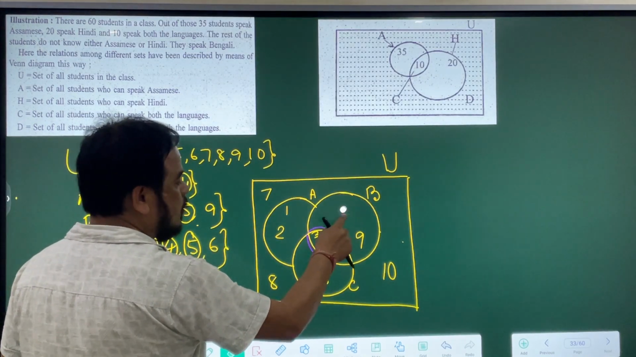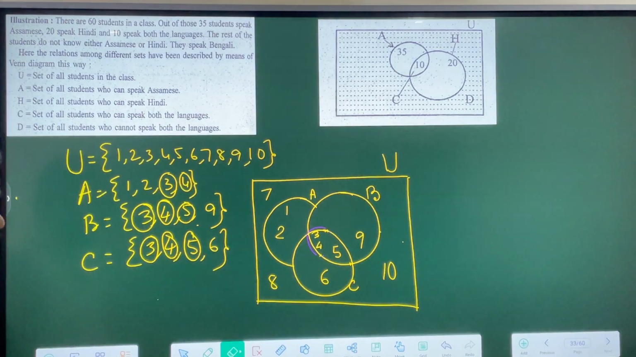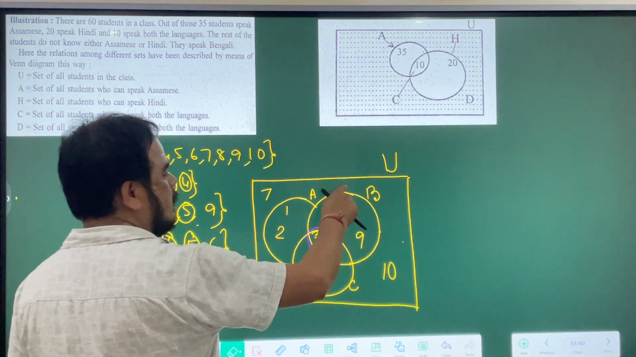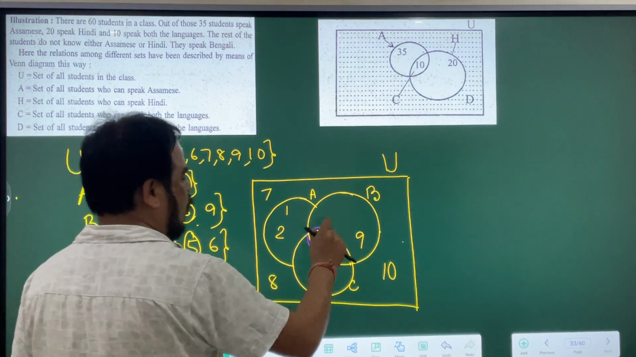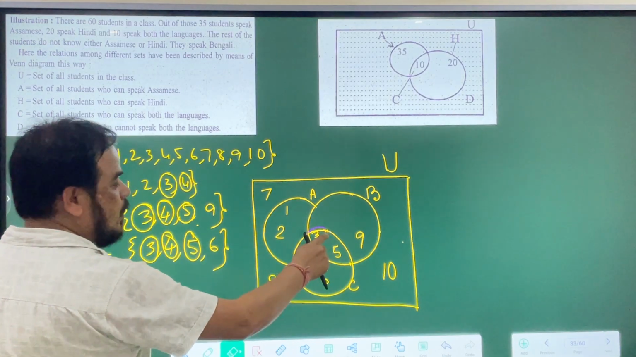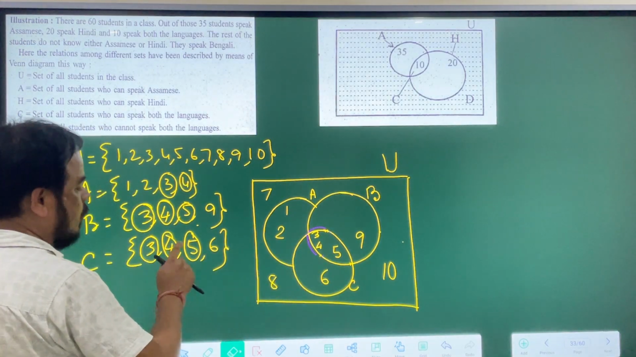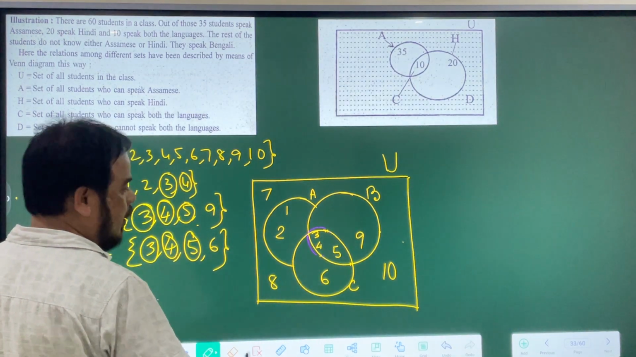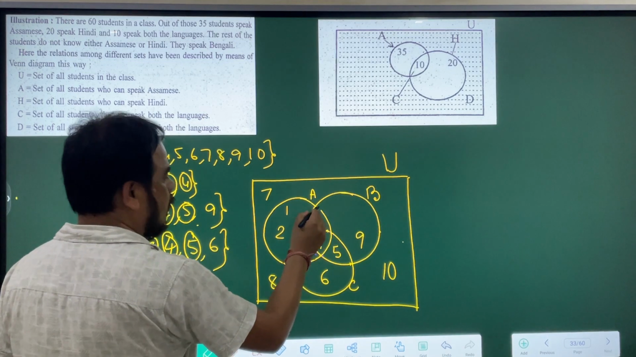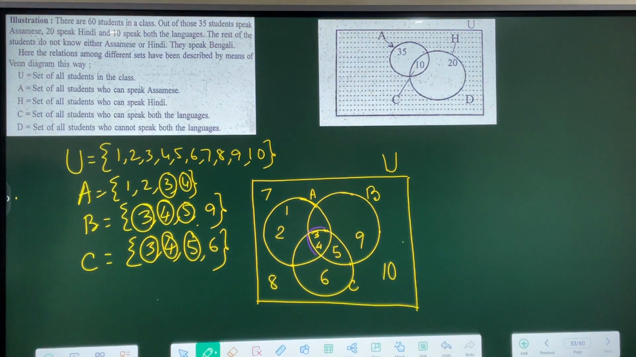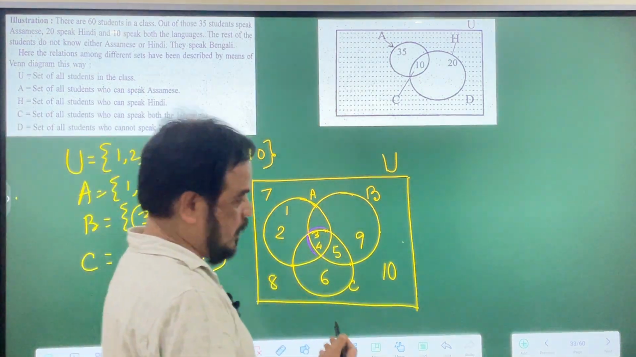So from here we will remove. Okay, I hope you understand. This is the circle for B. Inside circle B, let us see whether elements are present or not: 3, 4, 5, 9. This is the circle for C. Let us see the elements: 3, 4, 5, 6. Now let us join. I hope you understand. You have to identify the common space.